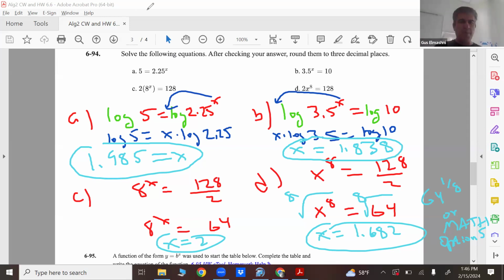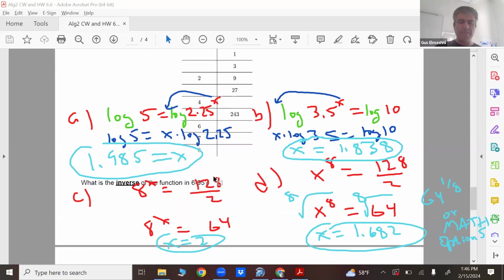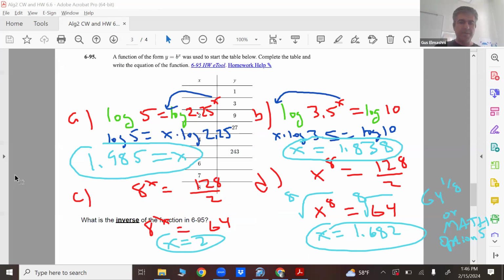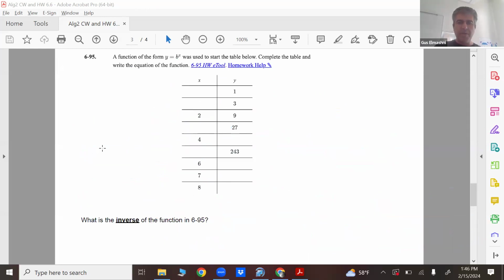All right, let's keep moving, guys. I think we're almost done here. One last thing, and then we're all done. So here you have y equals b to the x. We write the equation of the function. Hold on a second. What's going on here? Oh, okay. We've got to figure out the equation. What do you think the equation is, guys? Yeah, it's y equals 3 to the x.